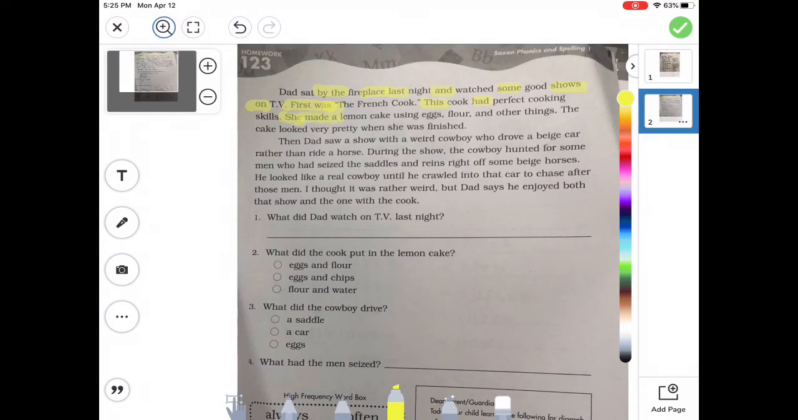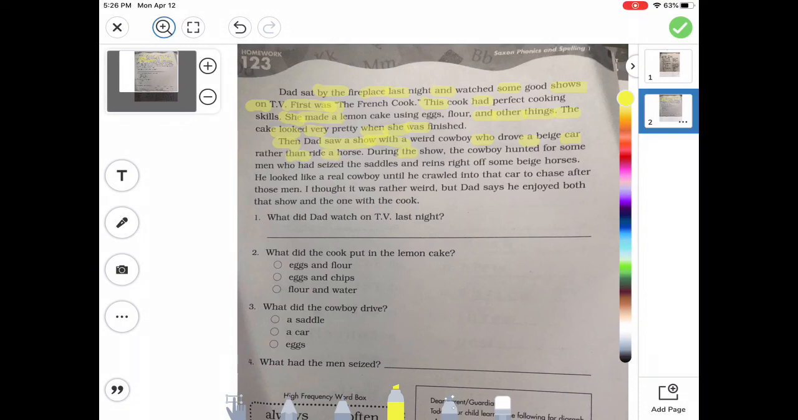She made a lemon cake using eggs, flour, and other things. The cake looked very pretty when she finished. Then Dad saw a show with a, that's that E-I, eared cowboy who drove a beige, remember beige is like a brown color, car rather than ride a horse.